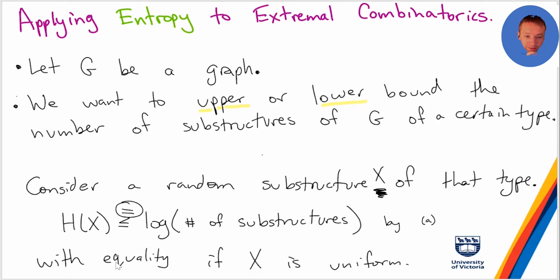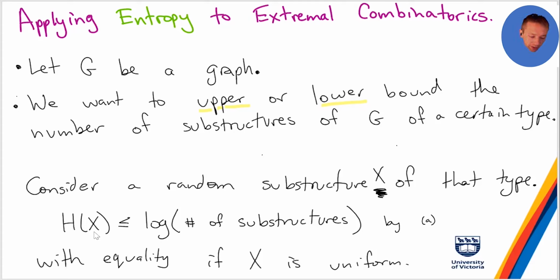If I wanted to prove a lower bound on the number of perfect matchings or whatever substructure, then even if I don't choose X uniformly, I could choose it non-uniformly in some way, but it suffices to prove a lower bound on H of X, and then I'll have a lower bound on the number of substructures. So essentially, bounding this entropy can translate into a bound on the number of copies of a certain substructure in a graph. And that's the way we're going to use it.